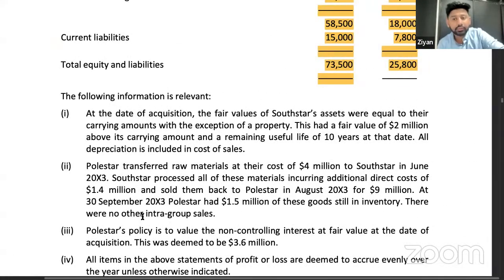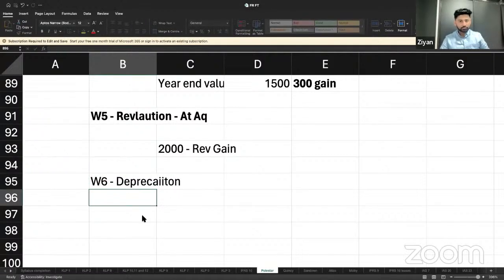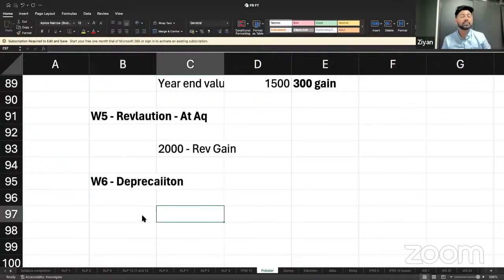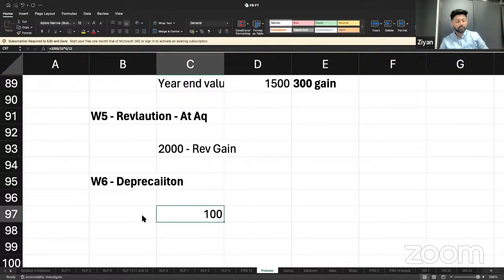And then they say there is a remaining useful life of how much? 10 years at that date. All depreciation is charged to cost of sales. Now what do you have? Depreciation. Okay, there you go. W6 depreciation. How much is the depreciation? You have to calculate. So 2,000 over 10. No, it's a 6 months acquisition, so 6 over 12. 100. Don't miss that. You need to be very, very, very careful.